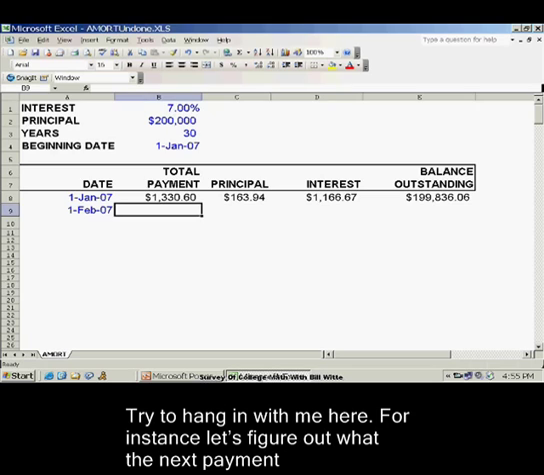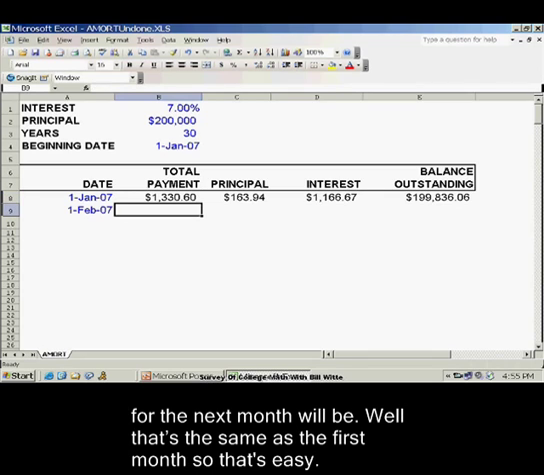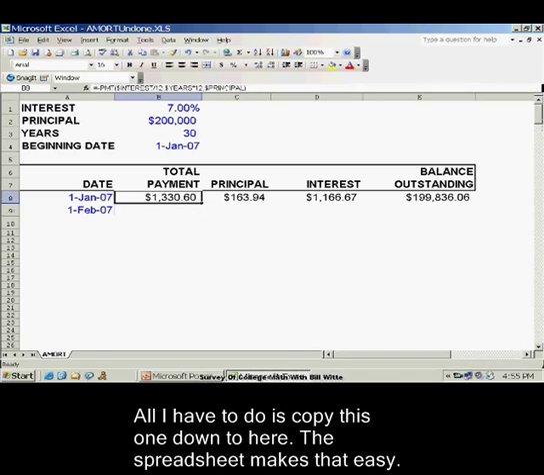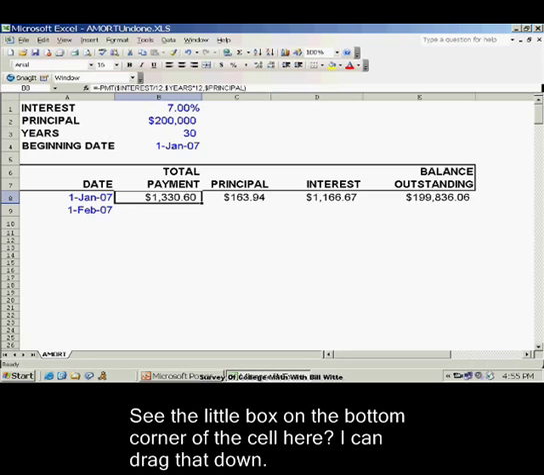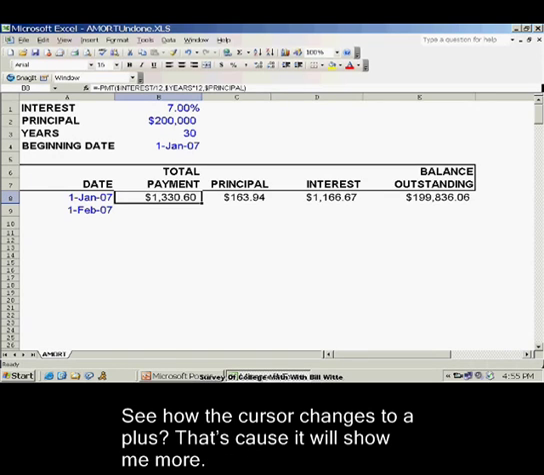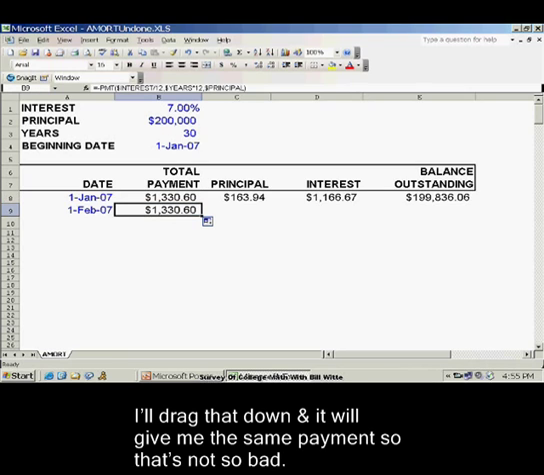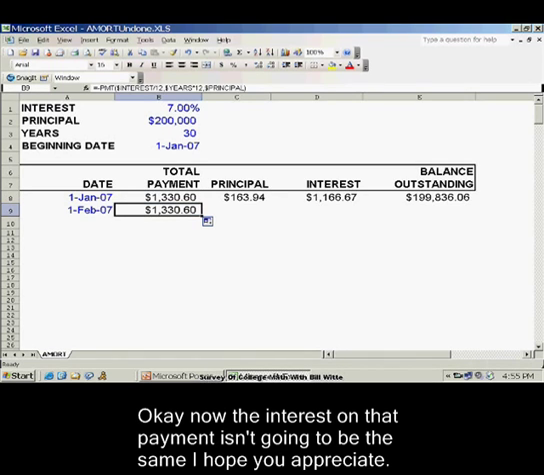Let's figure out what the next payment is for the next month. Well, that's the same, so that's easy. All I have to do is copy this one down to here, and the spreadsheet makes that easy. See the little box down at the bottom corner here? I can drag that down. Let's see how the cursor changes to a plus. I can drag that down and it'll give me the same payment. So that's nice. Now, the interest on that payment isn't going to be the same, I hope you appreciate.